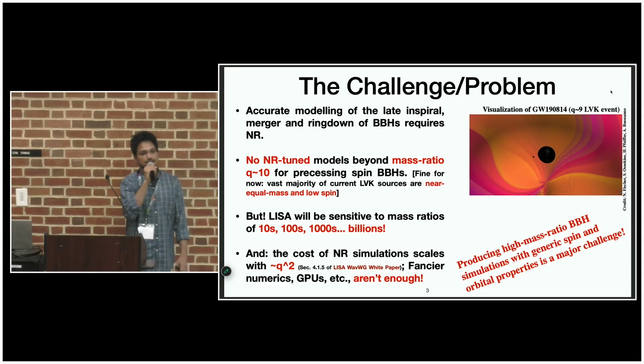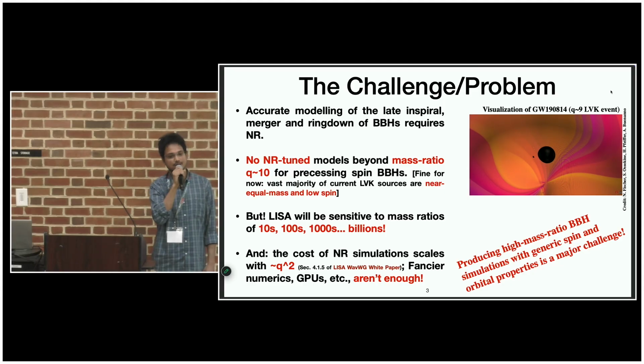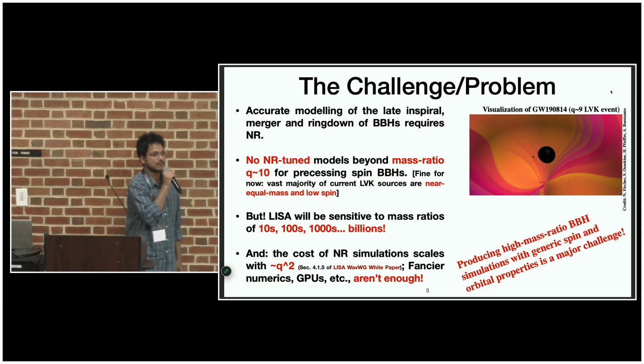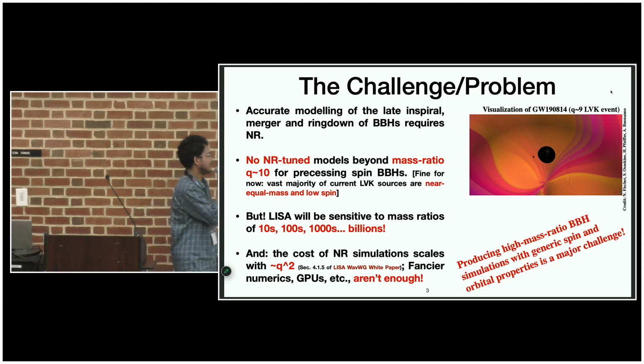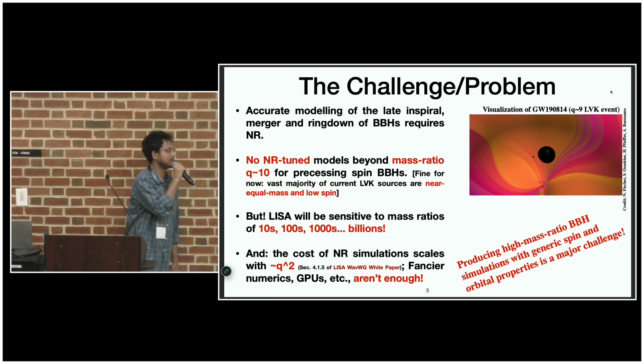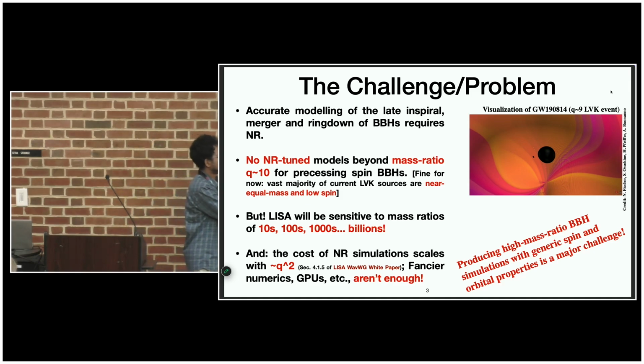And it turns out that the existing codes are incapable of producing binary black holes in those regimes, and even fancy GPUs are not enough. So producing high mass ratio binary black holes with generic spin orbital properties is a major challenge in the field.